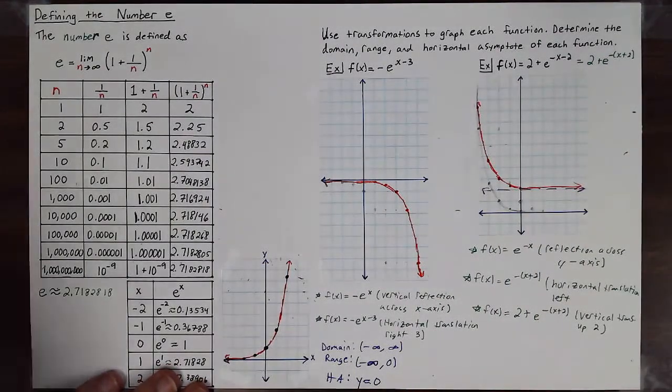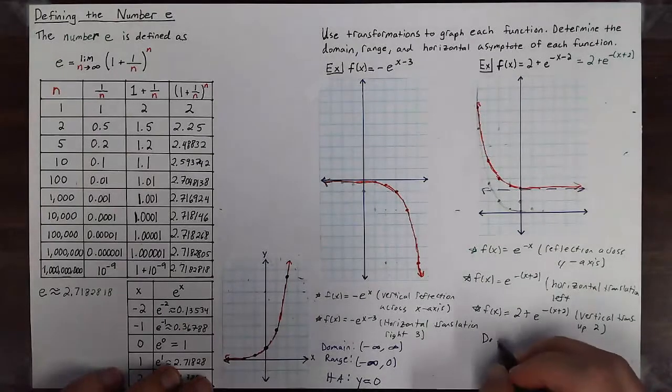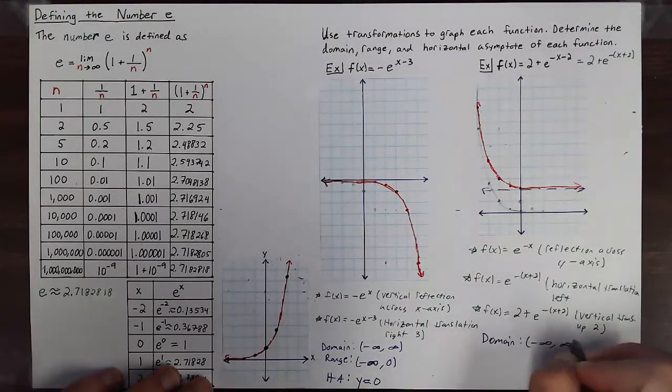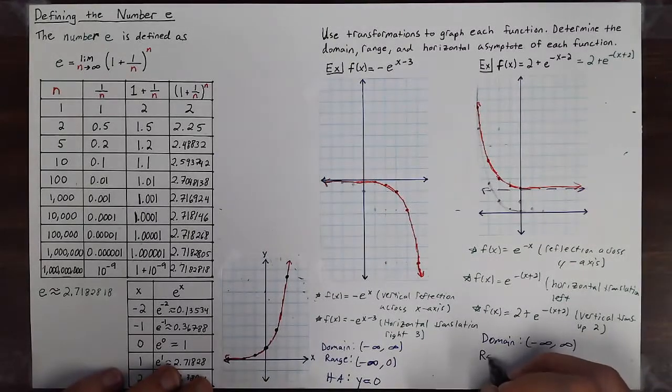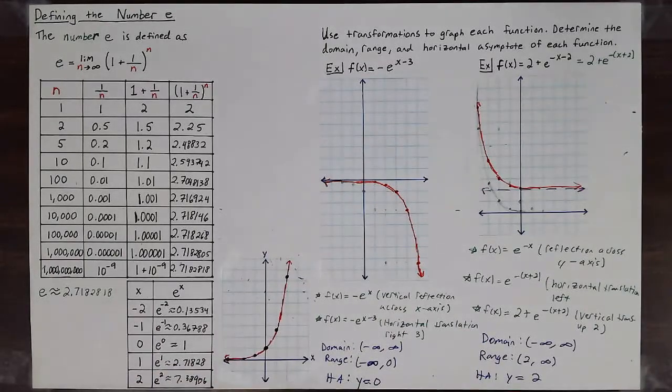So when I go to write its domain, it's still all real numbers, so negative infinity to positive infinity. Its range, its lowest value it reaches is 2, and then it goes off into infinity. And then the horizontal asymptote, I shifted up 2, so y is equal to 2. And that is how you define the number e and graph exponential functions with the base e.